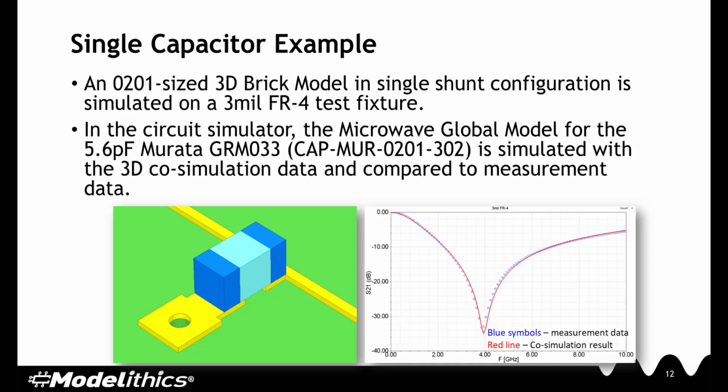As an initial test, and to build our confidence that the 3D brick models are doing the correct thing, a 2:1 sized brick model in single shunt configuration on a 3mm FR4 test fixture will be simulated and compared to measurement data. In the 3D cosimulation comparison shown below, a 5.6 picofarad Murata GRM033 capacitor was connected to the EM simulation data. As you can see, the agreement between the measurement data and the 3D cosimulation result is quite good.